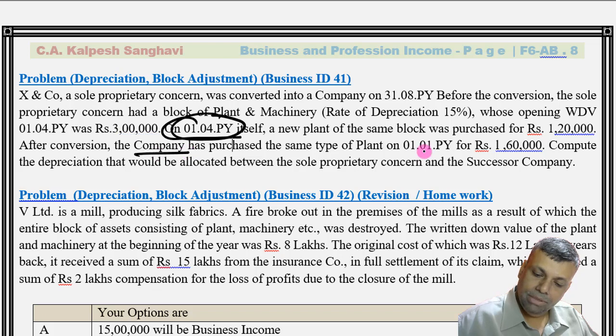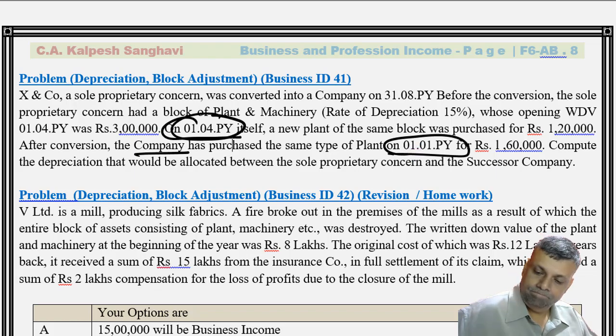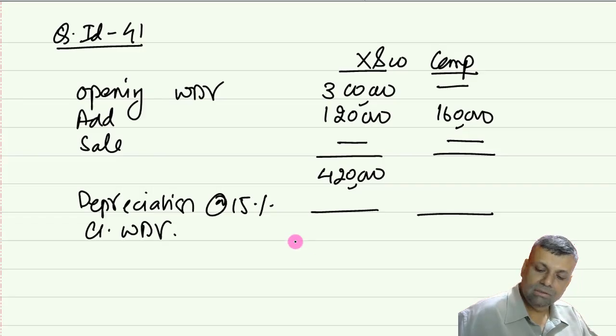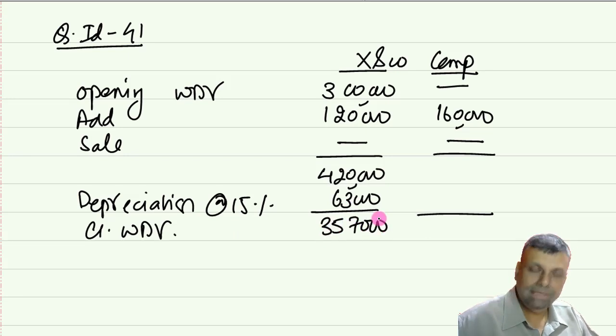And when it comes to the company, it had purchased the new type on 1st of January. Okay, so for the company it is going to be half rate depreciation, and for the proprietary concern it is going to be full rate. And this particular succession has already taken place. Okay, so X and company it is full rate at the rate of 15%, so it will be 63,000 depreciation, and the closing WDV is going to be 357, and for the company it's going to be half the rate.